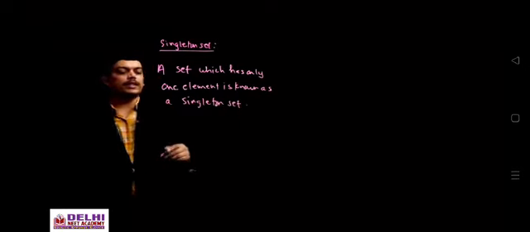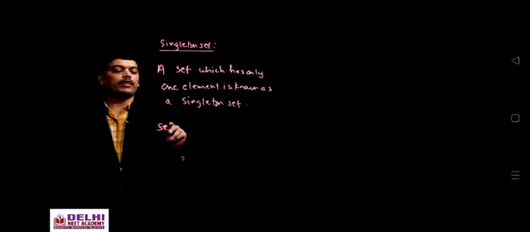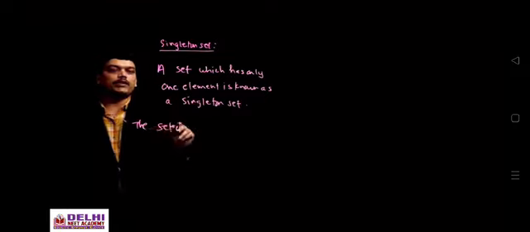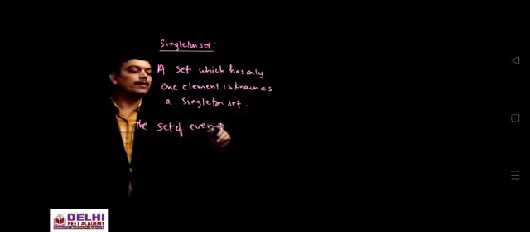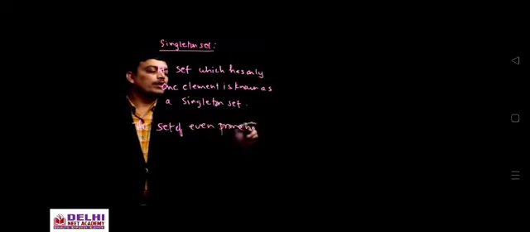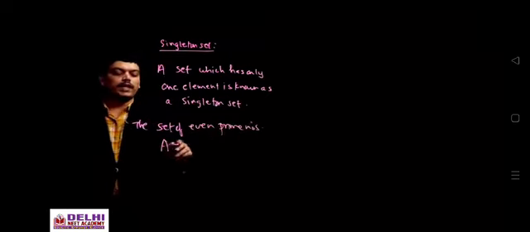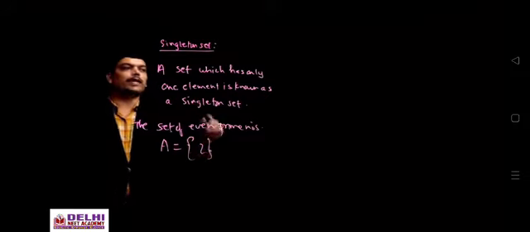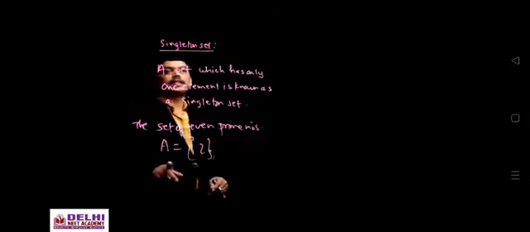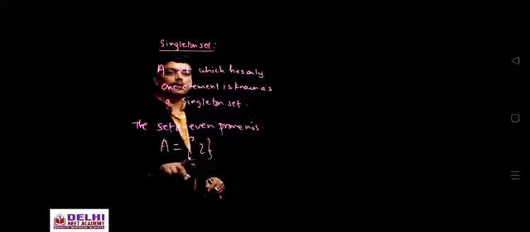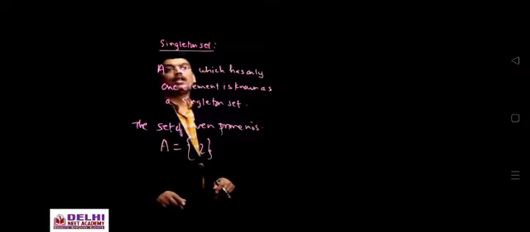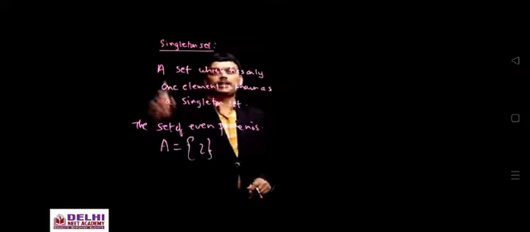So for this you can choose the example, the set of even prime numbers. So when I say the set of even prime numbers, we know that there is only one even prime number, so you can say A equal to 2. So 2 is the only even prime number. So this is an example of a singleton set. A equal to flower bracket 2. This is the representation in roster form. So the set of even prime numbers represents an example of a singleton set.